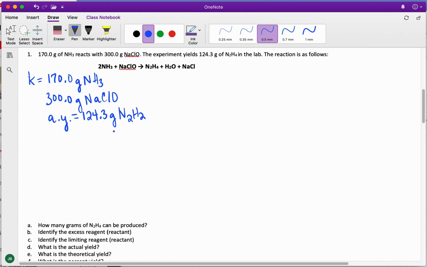All right, now that we have all of that done, let's go ahead and I'll do it in a different color. Let's go ahead and solve the molar masses for the ammonia, the sodium hypochlorite, and the N2H4. Okay, so we have 3 different molar mass problems that we need to do. All right. And we have 3 hydrogens. Nitrogen is 14.01. Hydrogen is 1.01.